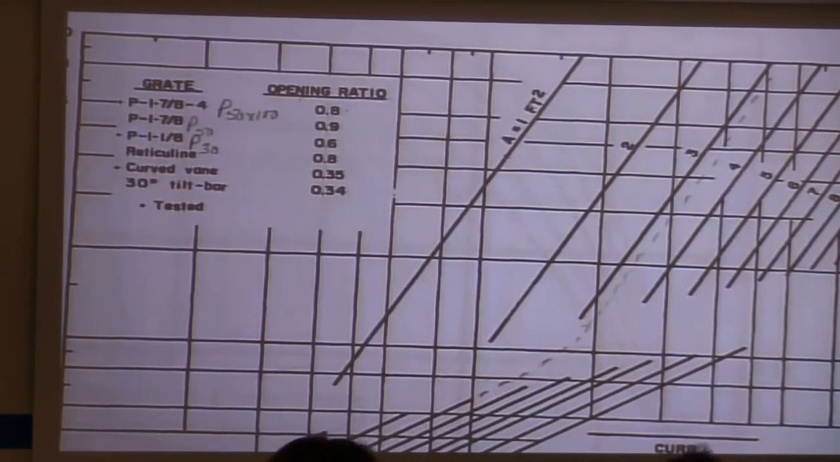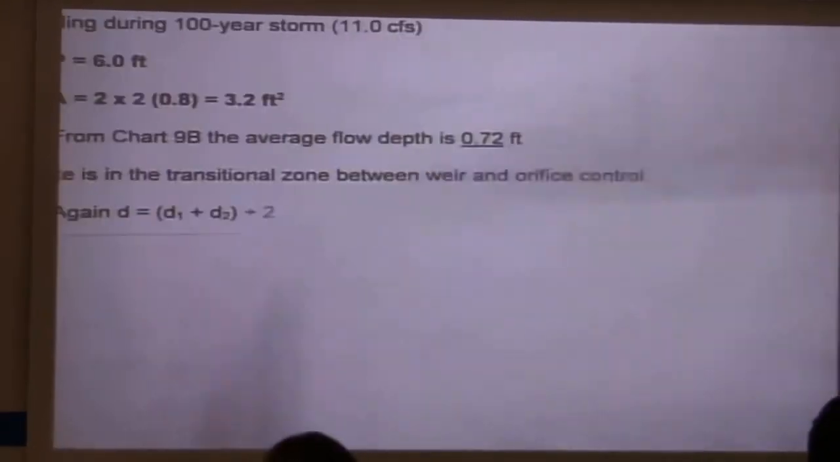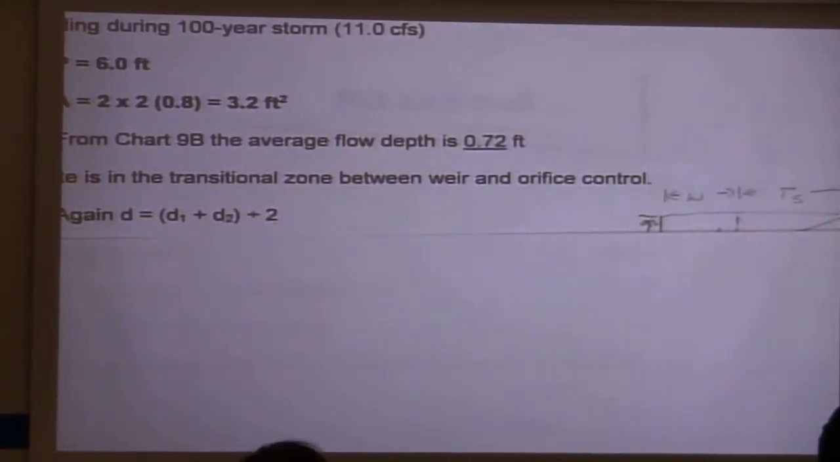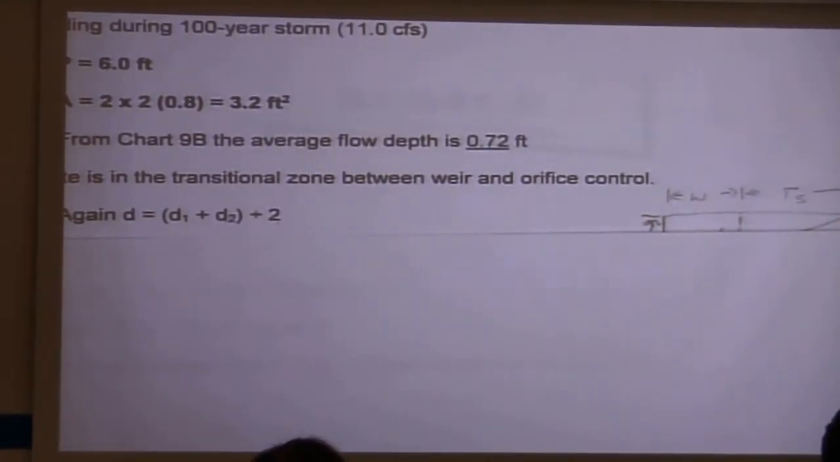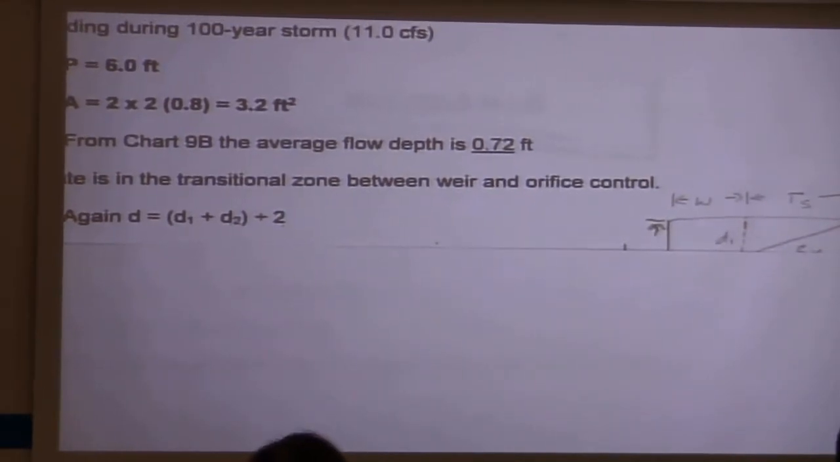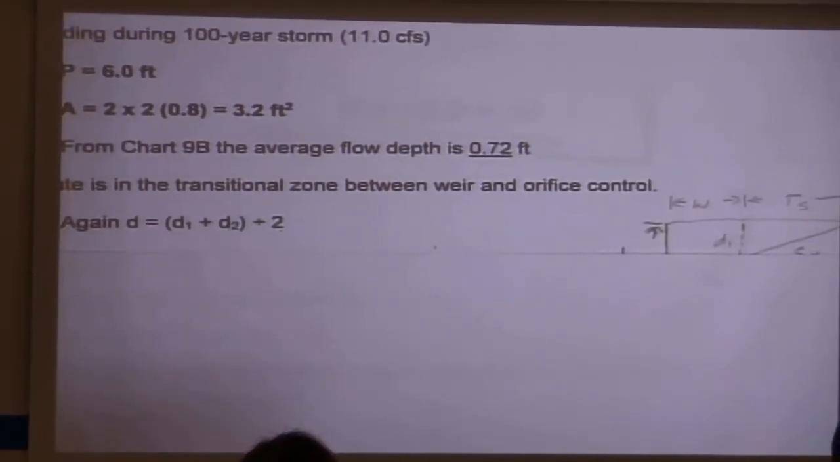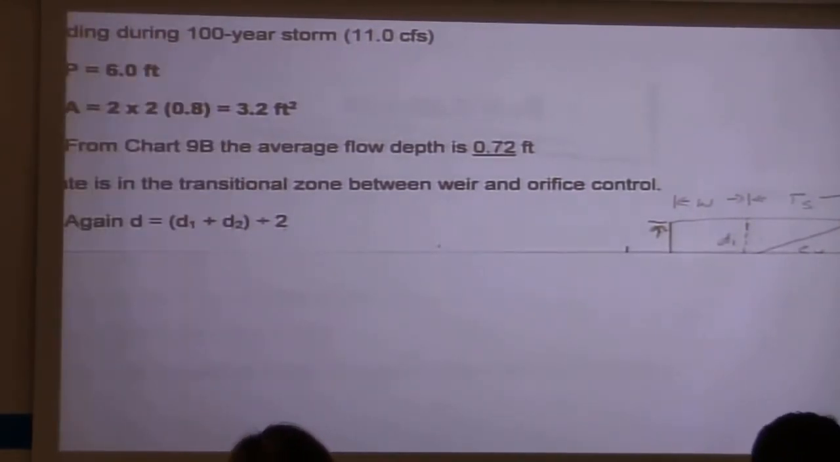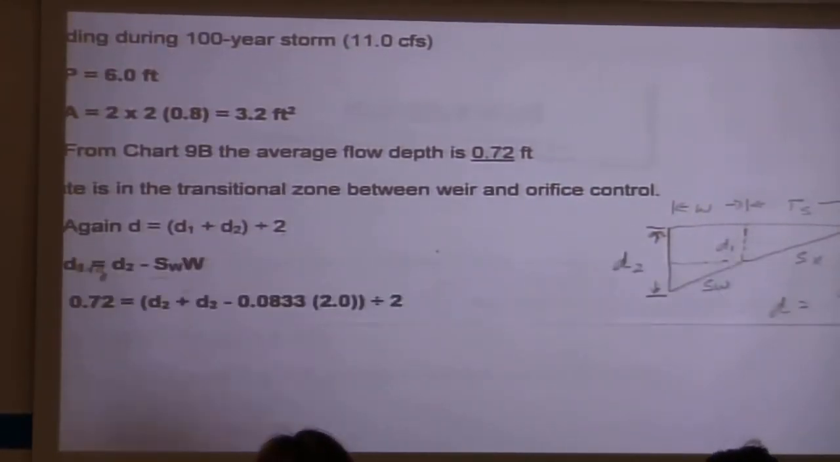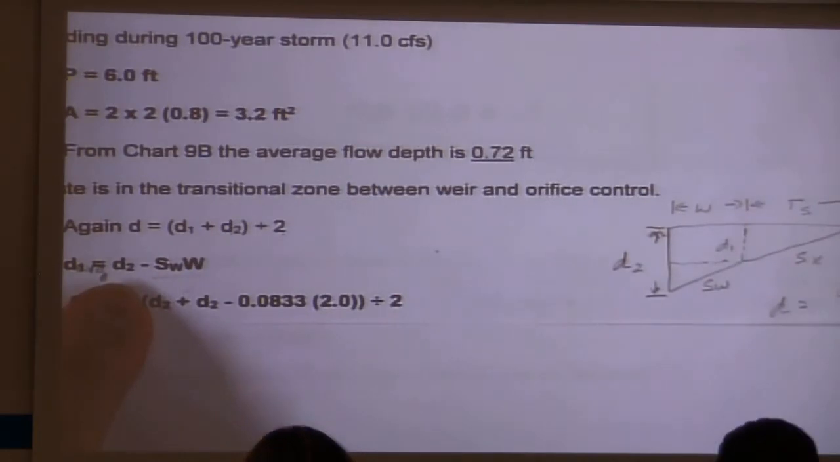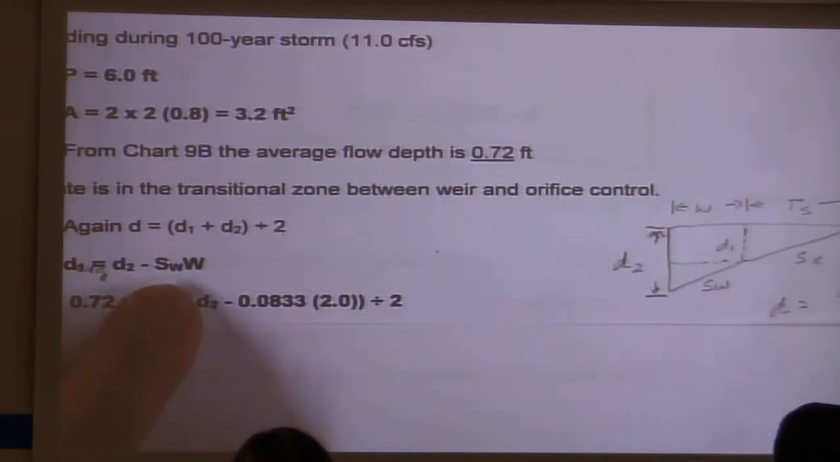You're trying to find, so chart 9B gives average flow depth. This depth right here. In my case, we're finding this depth. So the grates in the transitional zone could also be weir and orifice if you found this depth. Then you have this. So the D average is equal to D2 minus SW times W.